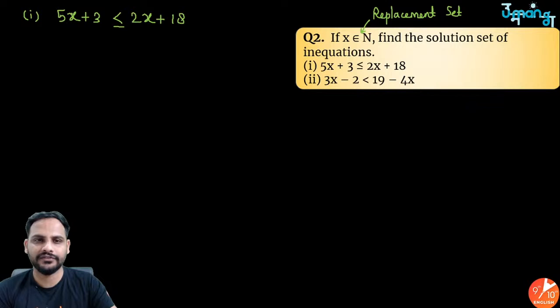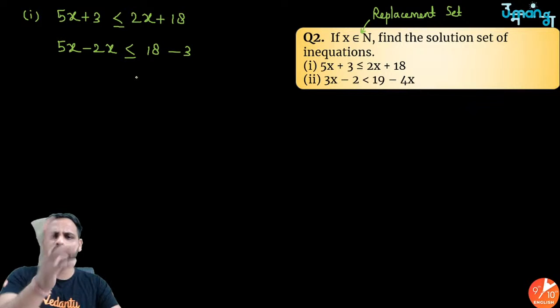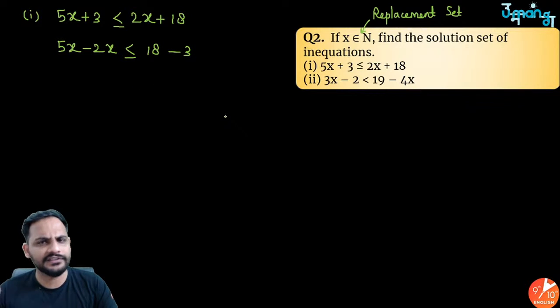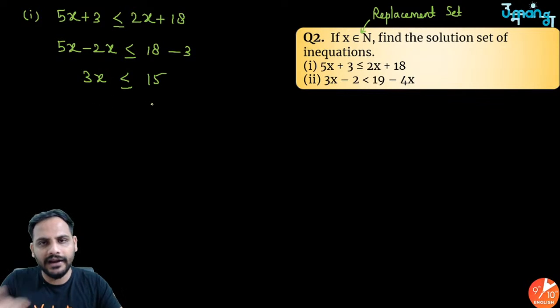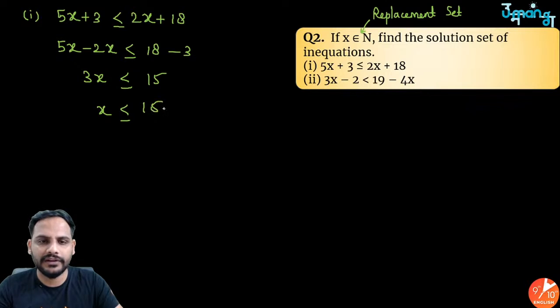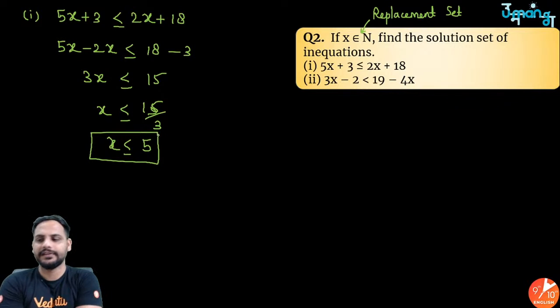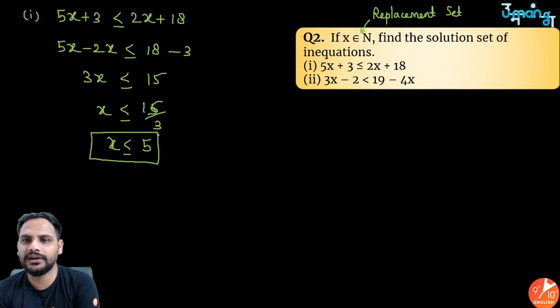So now let's shift this 2x over here, 3 over here. So 5x minus 2x. Addition to subtraction, subtraction to addition. No need to change the sign. Exactly the same thing. So you'll be getting 3x is less than or equal to 18 minus 3 is 15. Now if I shift this 3, it is a positive number. So when I divide or multiply by a positive number, no need to change the sign. So x is less than or equal to 15 by 3. That means x is less than or equal to 5. Simple. x is less than or equal to 5.